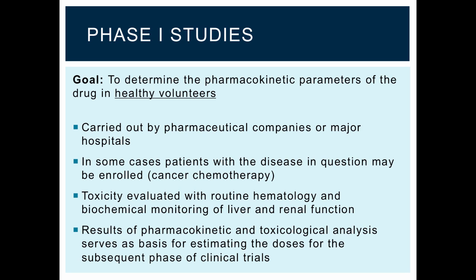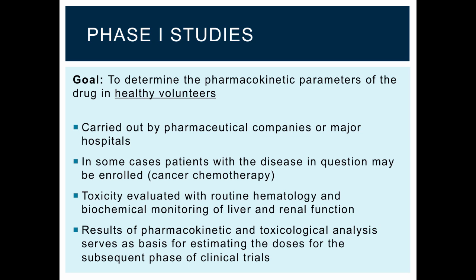The goal of phase 1 studies is to determine the pharmacokinetic parameters of the drug in healthy volunteers. This is a small population of individuals who do not have the disease of interest. It's carried out by pharmaceutical companies or major hospitals. In some cases, the patients with the disease in question may be enrolled. Toxicity is evaluated, and routine hematology and biochemical monitoring of liver and renal function is also assessed.